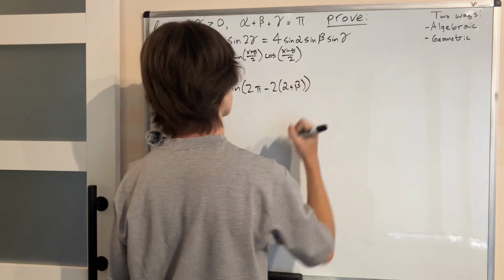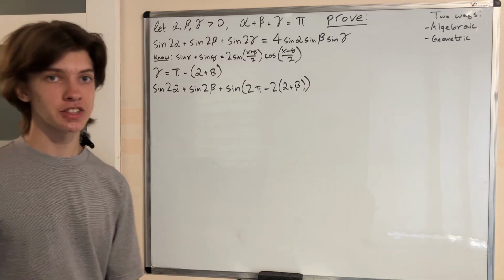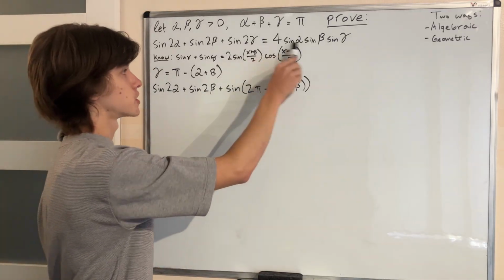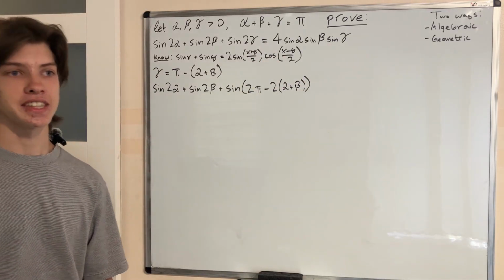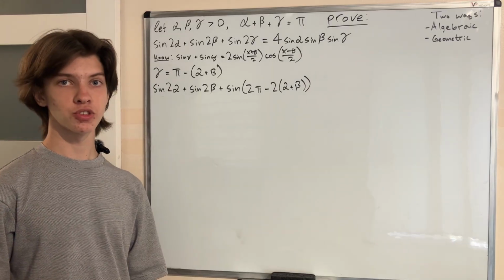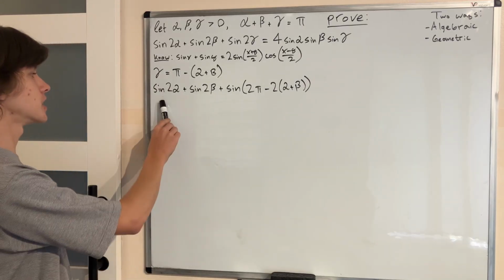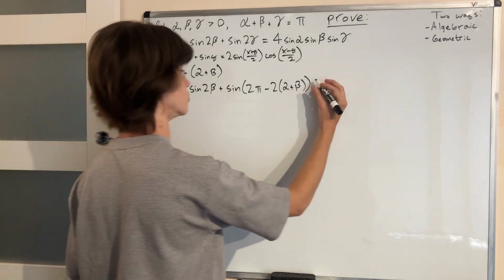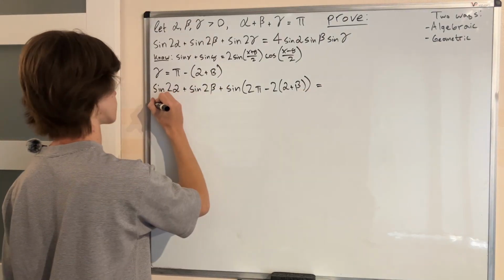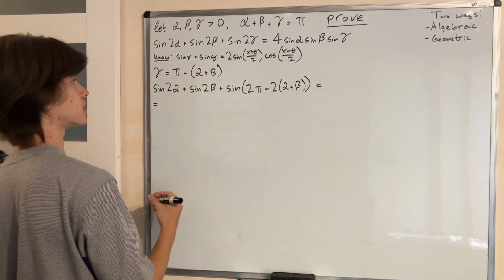And as I said earlier, we're going to make a direct transformation on this in order to get this right-hand side right here in our identity. First, we are going to use the sum to product on the sine of 2 alpha plus the sine of 2 beta. We're simply just going to use the identity that I've showed you at the start.